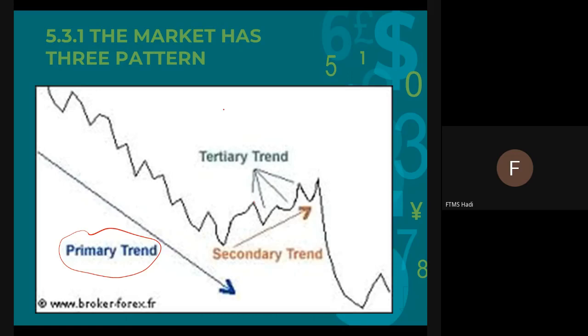The primary trend will affect investors' long-term decisions, but the secondary and tertiary are more on short-term decisions. Some investors want a short or quick profit, so that's why they look at secondary and tertiary. But if you are investing for the long term, meaning you hold and sell later, you will look at the primary trend.